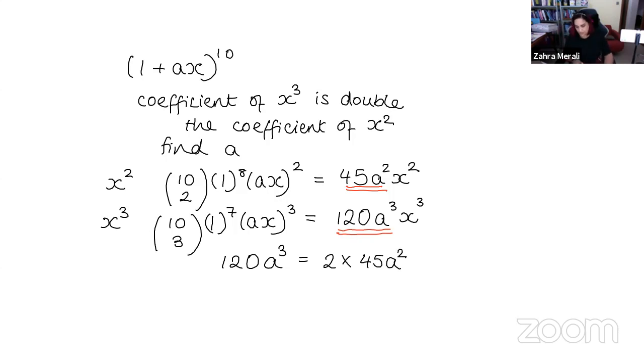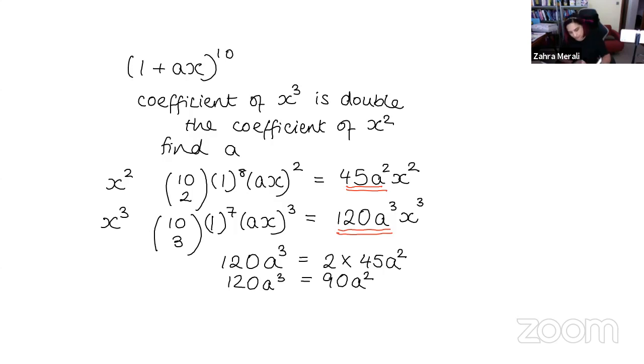Okay, so what can we do? Well, that's 90a squared, 120a cubed. Now, your instinct is to cancel out the a's. Don't cancel out the a's. You can cancel down the numbers, but don't cancel down the a's.